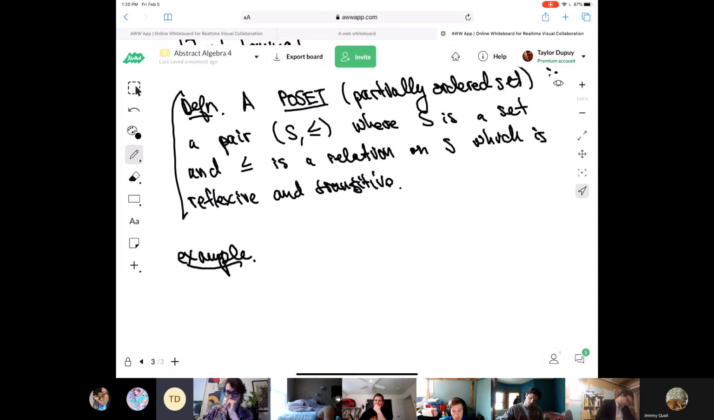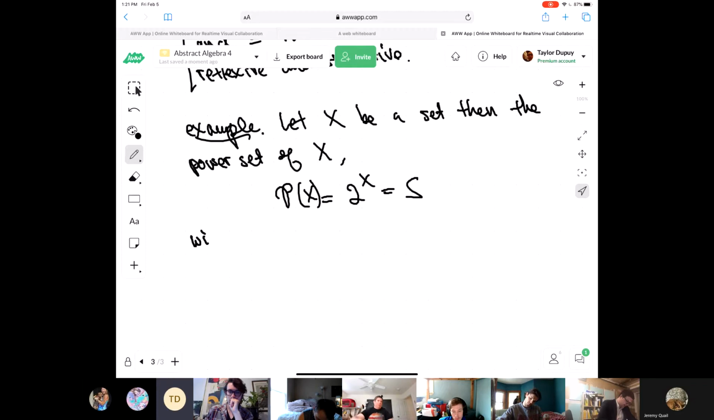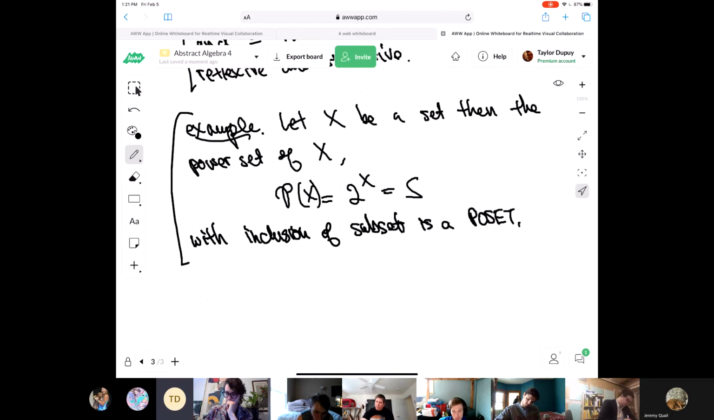Okay, so the best example here is, let X be a set. Then the power set of X. And there's notation 2 to the X, which is the same thing as P of X. This, with inclusion of subsets, is a poset.